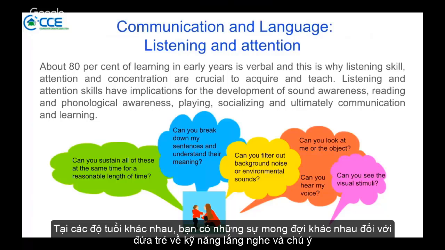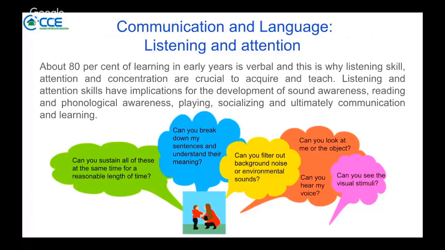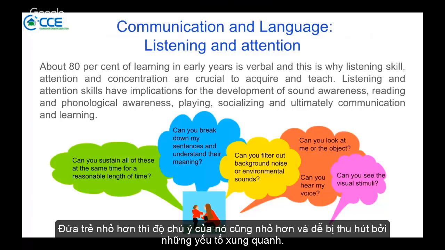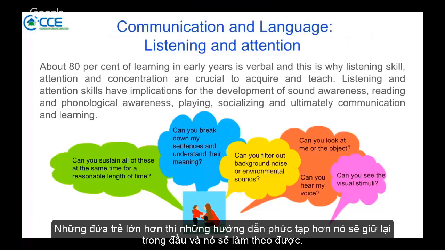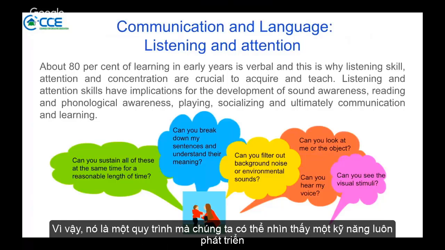So it's good to be aware of this complexity. And it's good to understand that at different ages, you have different expectations for the child regarding his listening and attention skills. The younger the child, of course, the less attention span he will have, and the more sensitive he will be to distracting factors around. But the older the child, the more complex instructions he will retain in his mind, and he will follow and act accordingly. So it's also a process. It's also something to be looked at.